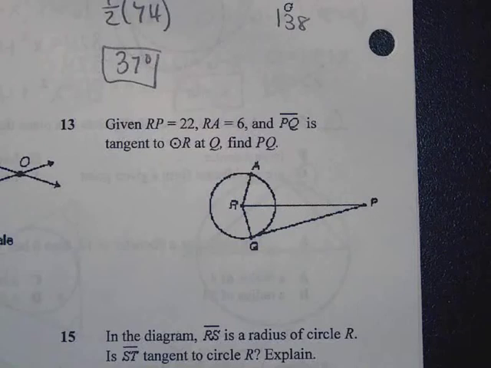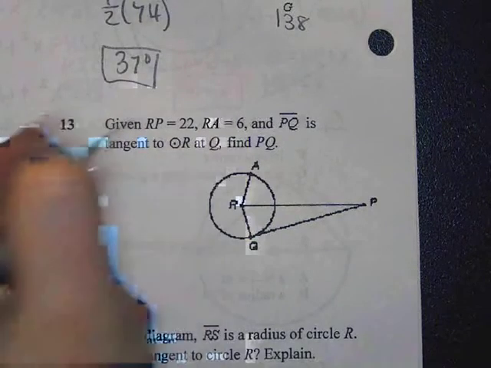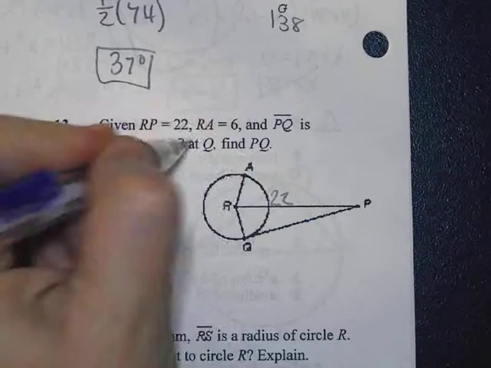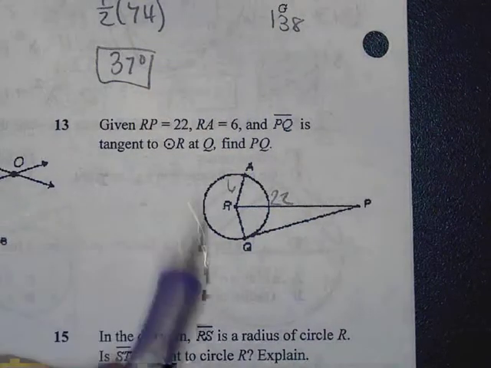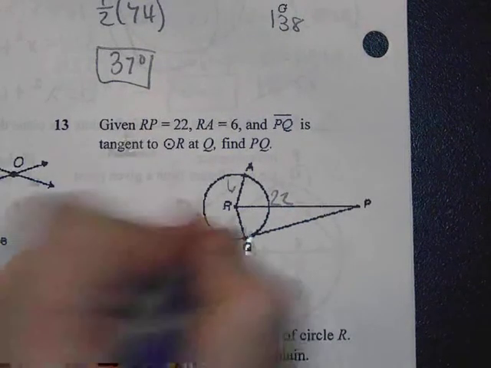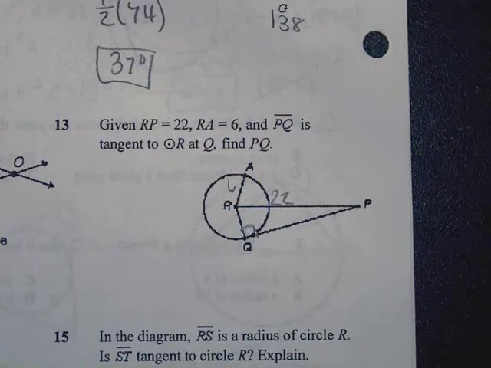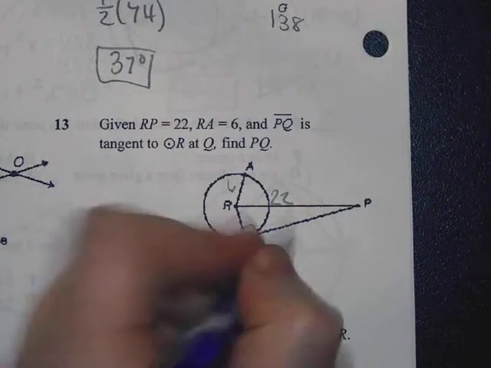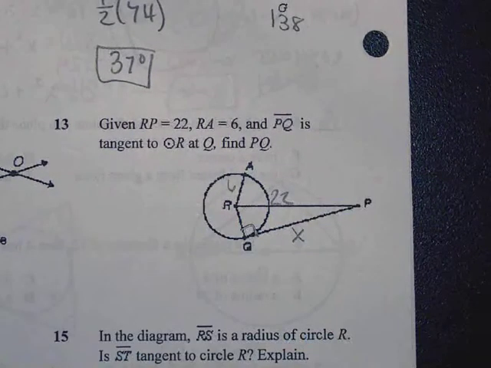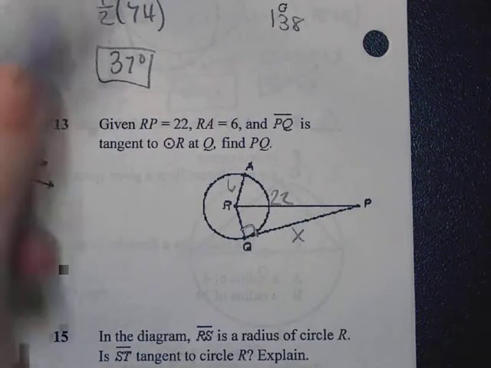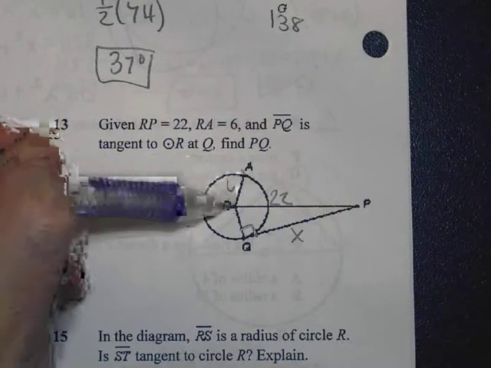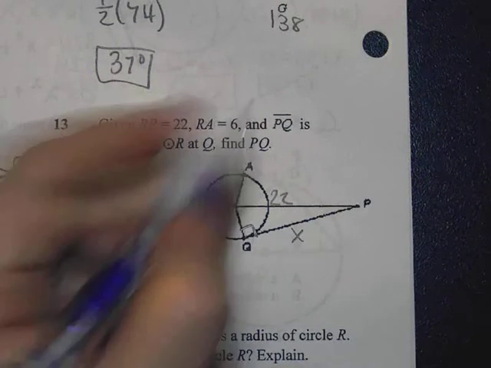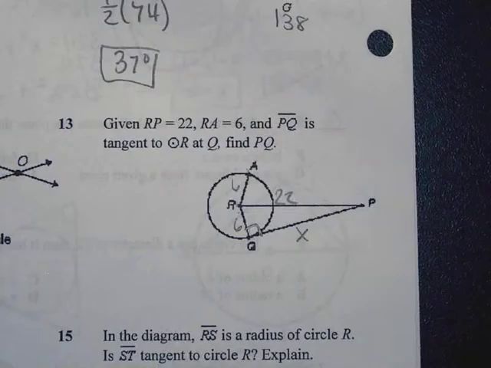All right, number 13, RP is 22, RA is 6, and PQ is tangent to the circle at Q. If it's tangent, we know that's a right angle. And I want to find PQ, so PQ is going to be my X. Rule number 1 about circles, if it doesn't fit your formula chart, find the radius. They've given us the radius is 6, RA. I can identify another radius, which is RQ, and also call that 6.